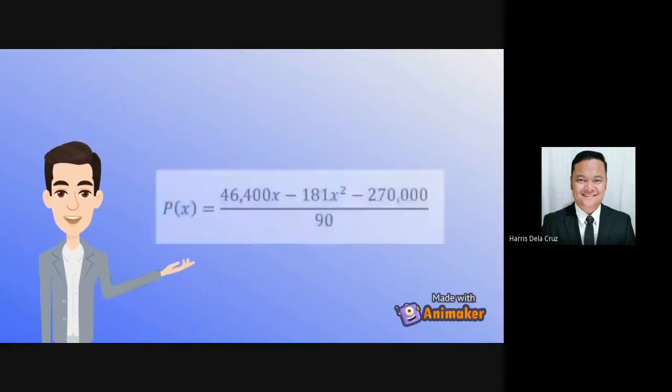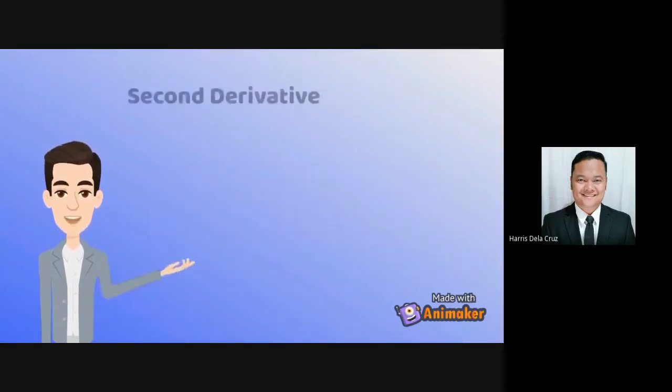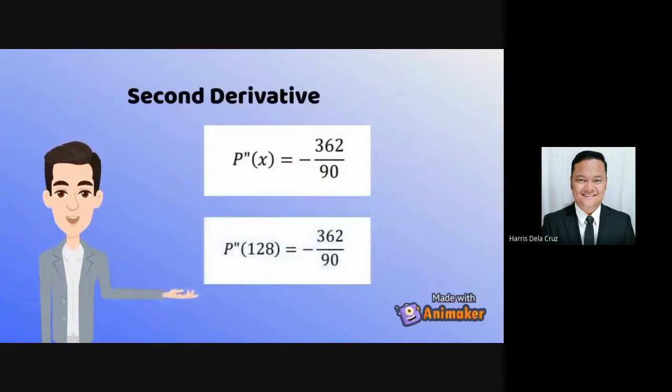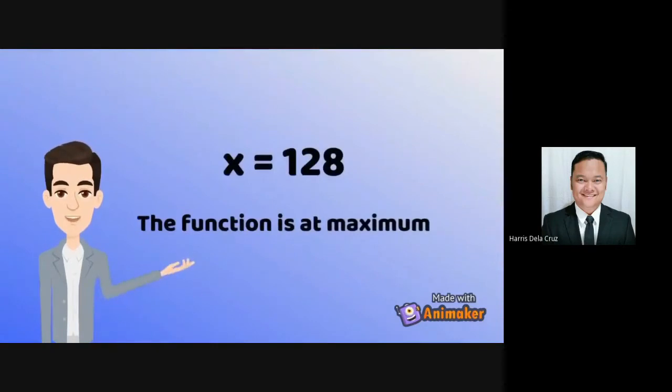Going back to the example, recall that the profit function is this. Getting its second derivative, we have. Inputting the value of x, we have. Thus, it only confirms that x equals 128, the function is at maximum.